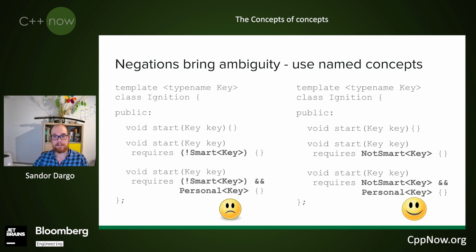So if you rely on such features, you must use some named concepts, even if the core guidelines say that you should not create unnecessary concepts, you should use the existing ones whenever possible. This is a case when it's not possible, and you have to create your own named concept, even if it will only require that the parameter doesn't satisfy the concept.